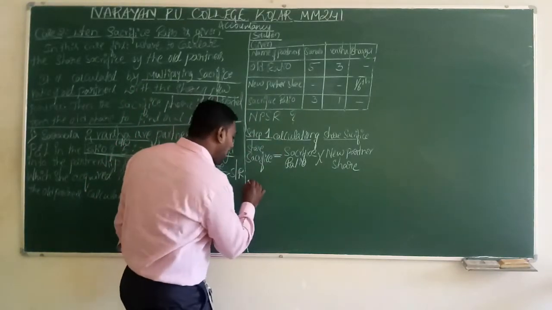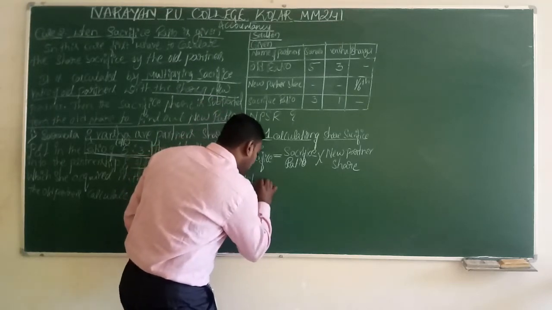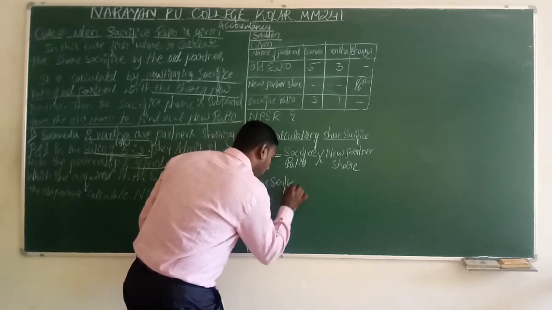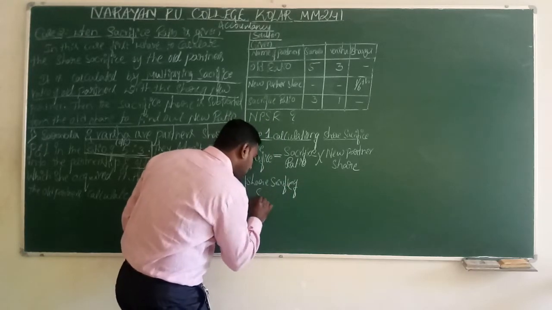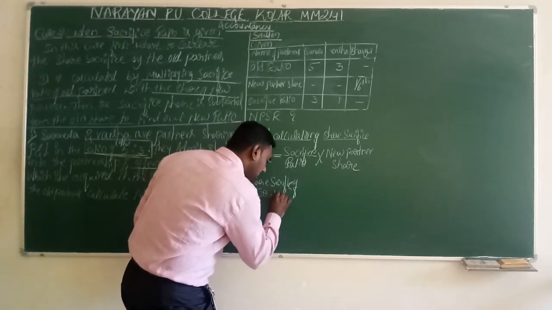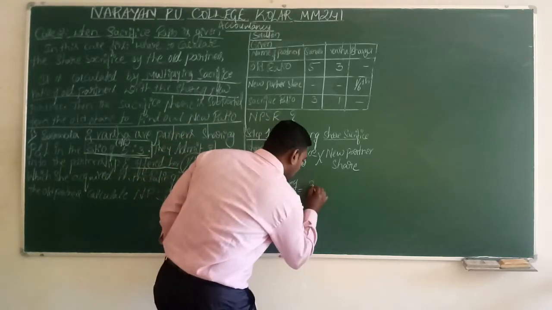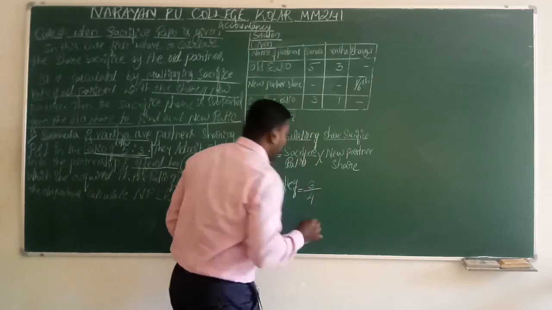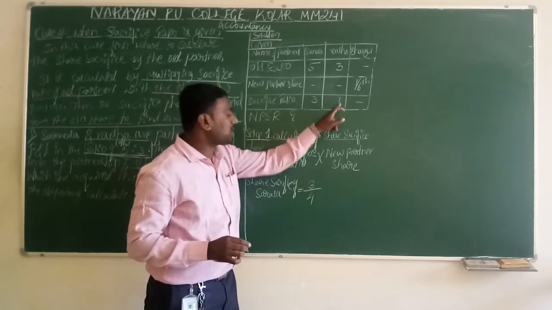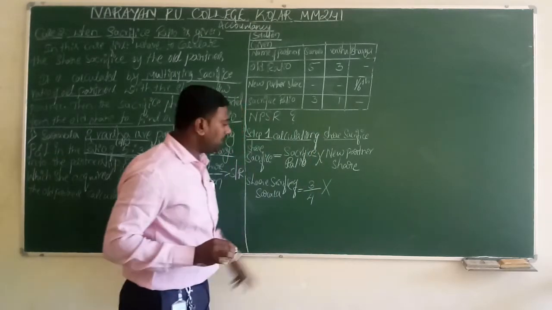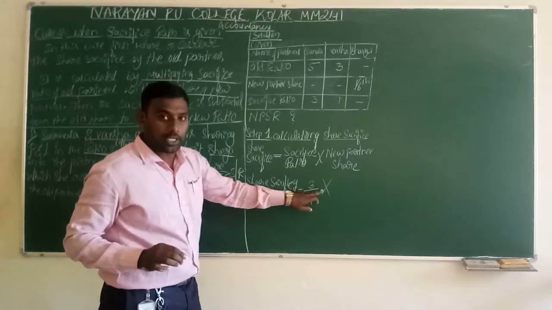So now we have to calculate the share sacrifice of the first partner, Sarala, which is equal to the sacrifice ratio 3 divided by 4. How do we get 4? 3 plus 1 is 4. In the middle of both, we will have the multiplication symbol.